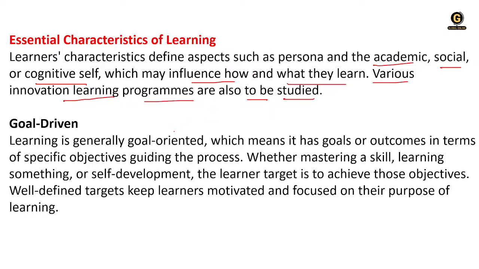First is goal driven. Okay, it is goal driven. How is it goal driven? Why is it called that? Learning is generally goal oriented, which means it has a goal or outcomes in terms of specific objectives guiding the process. So basically, the first characteristic of learning is that it is goal driven.